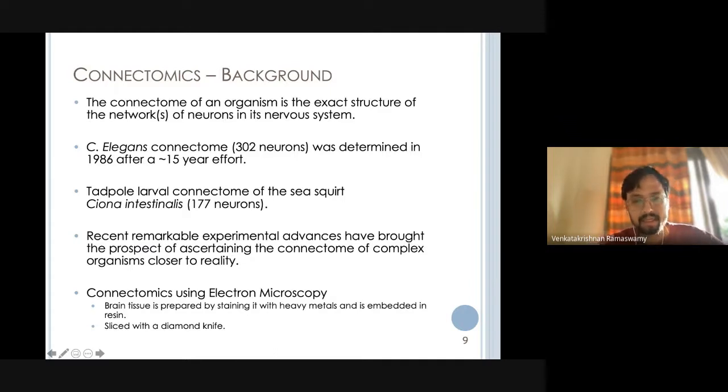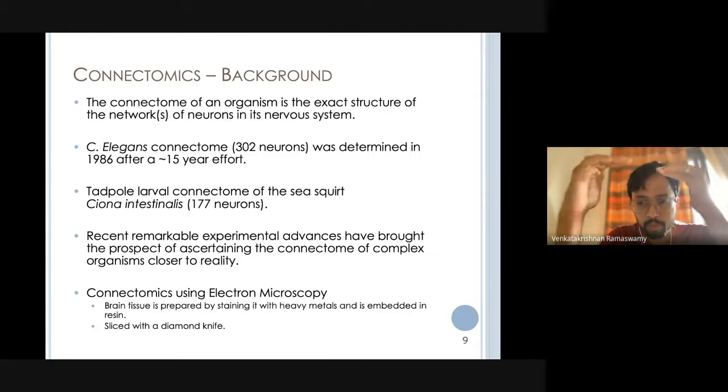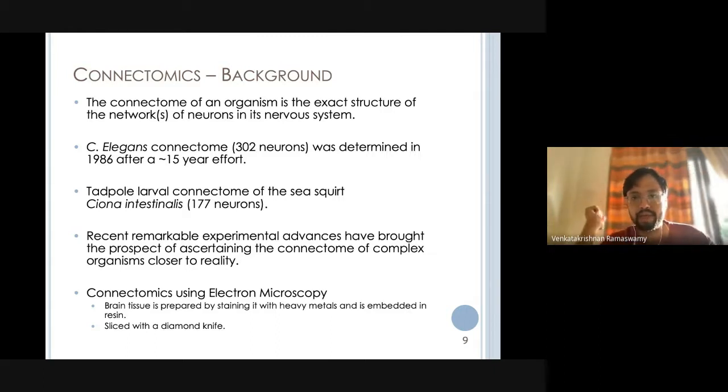But since the early 2000s, there has been a move to automate these techniques, given advances in computer technology. Whereas the folks in the 1980s were doing this manually, now the idea was to automate the acquisition of these electron micrographs, and indeed to try to use computer vision to automate the reconstruction as well.